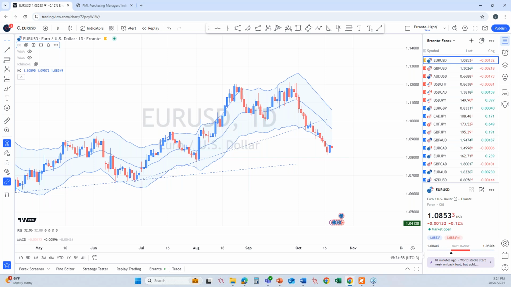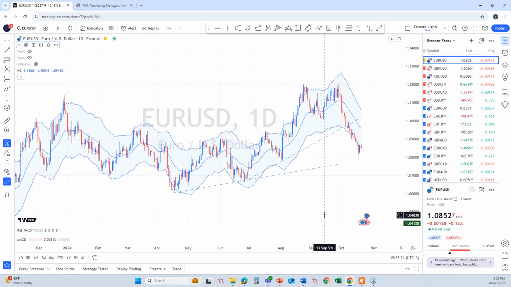Use Keltner channels in conjunction with trend following indicators like moving averages, because if the price breaks above the upper band during a strong uptrend, it can signal a continuation rather than a reversal, and it's a very important point. Similarly, during a downtrend, touching the lower band might suggest further downside momentum. So it's very important to always incorporate it with other trading indicators.